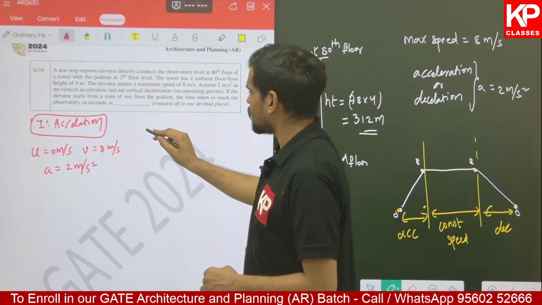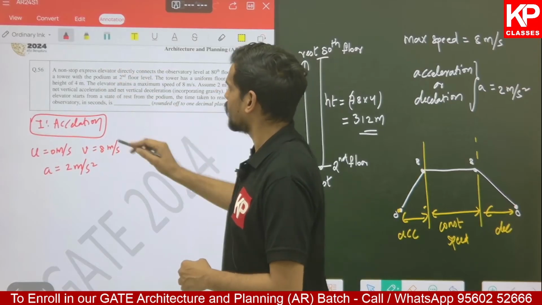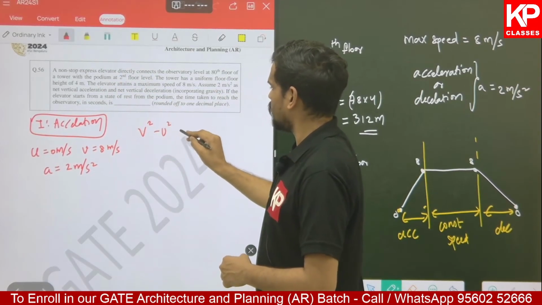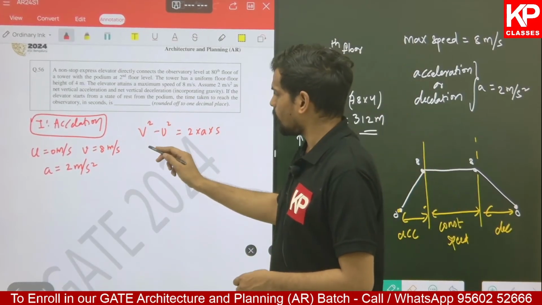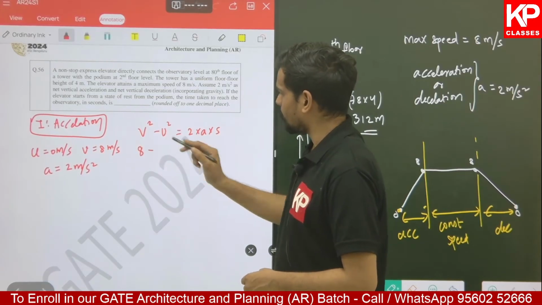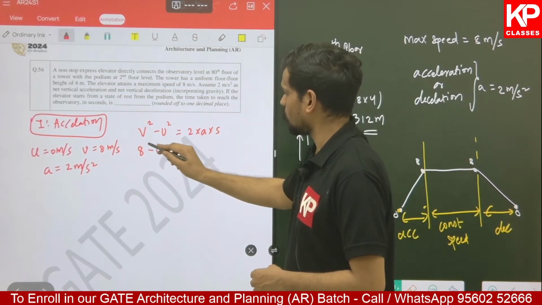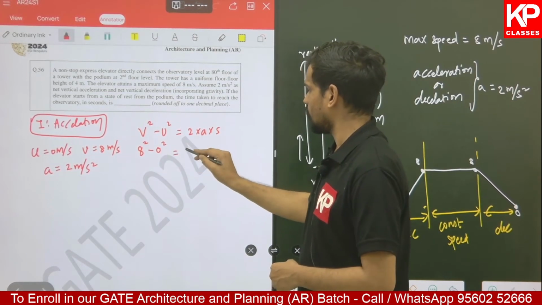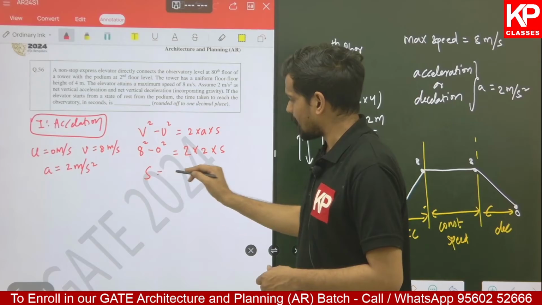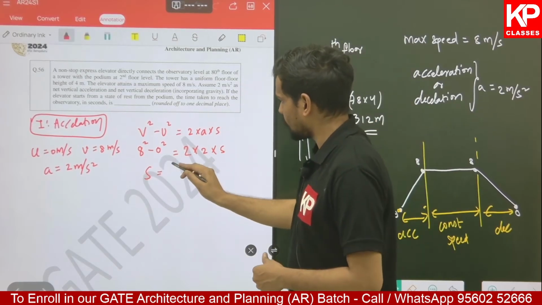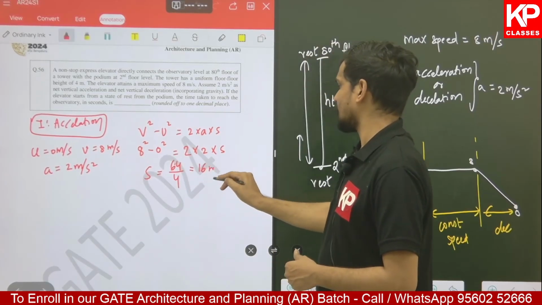Firstly, let me apply the equation v square minus u square is equal to 2as, where s is the distance traveled. Here v is 8 and the initial velocity u is 0. So 8 square minus 0 square is equal to 2 into 2 into s. So the distance covered in the process of acceleration is 8 square, that is 64, upon 4, which comes out to be 16 meter.